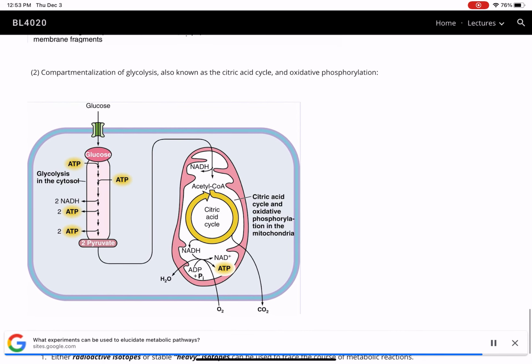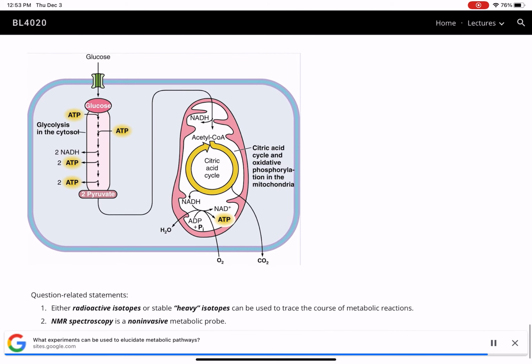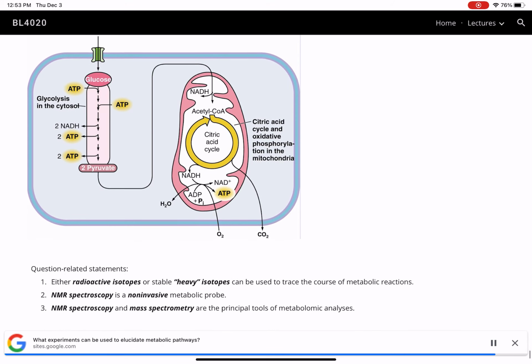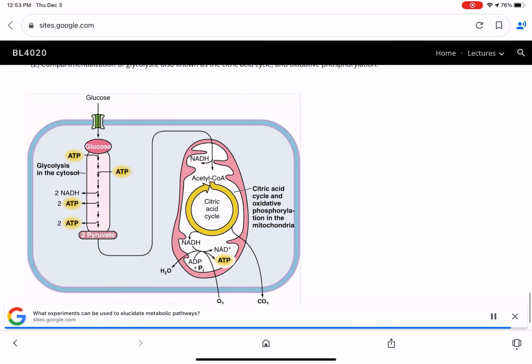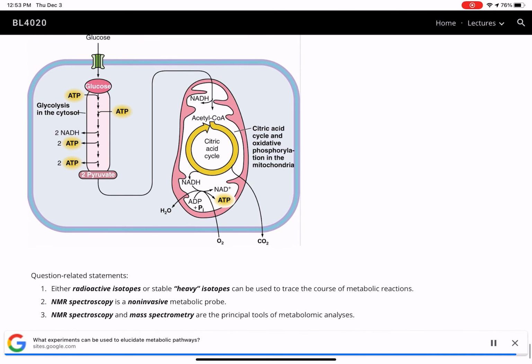Question-related statements. Either radioactive isotopes or stable, heavy isotopes can be used to trace the course of metabolic reactions. NMR spectroscopy is a non-invasive metabolic probe. NMR spectroscopy and mass spectrometry are the principal tools of metabolomic analyses.